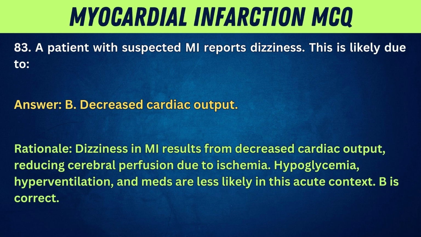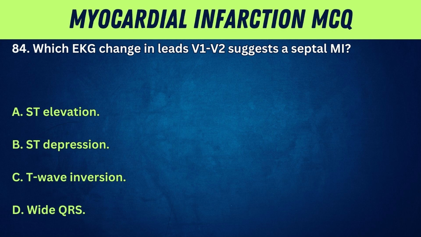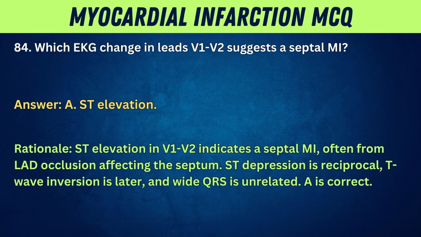B is correct. 84. Which EKG change in leads V1, V2 suggests a septal MI? A. ST elevation. B. ST depression. C. T-wave inversion. D. Wide QRS. Answer: A. ST elevation. Rationale: ST elevation in V1, V2 indicates a septal MI, often from LAD occlusion affecting the septum. ST depression is reciprocal, T-wave inversion is later, and wide QRS is unrelated.